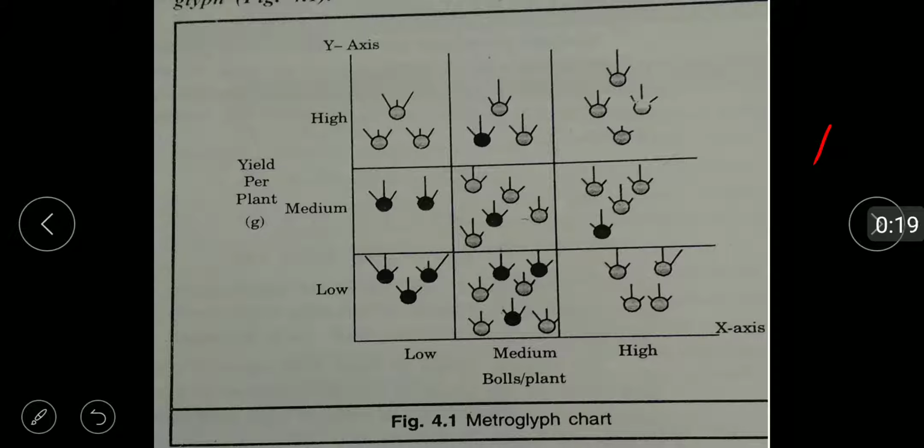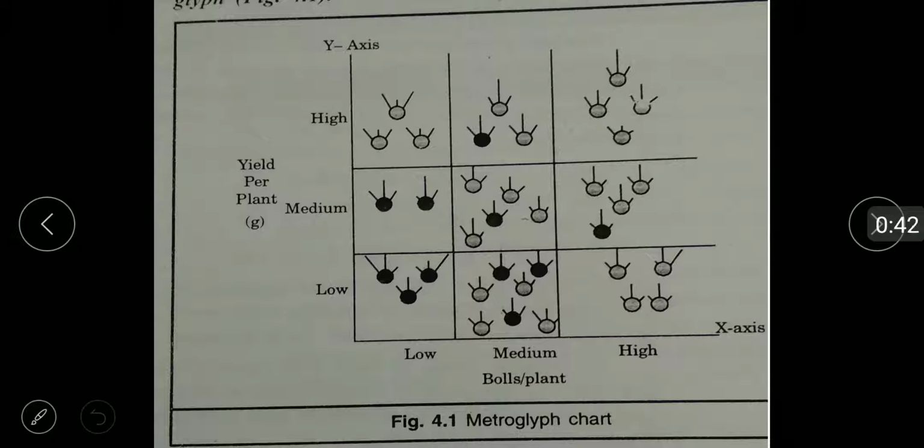time. And this technique was developed by Anderson in 1957, and he did it to investigate the pattern of morphological variation in crop species.